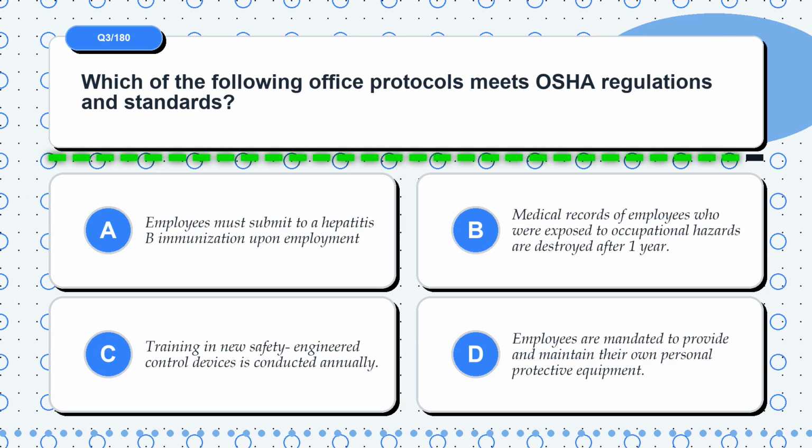Question 3. Which of the following office protocols meets OSHA regulations and standards? Here are the options. Option A, employees must submit to a hepatitis B immunization upon employment. Option B, medical records of employees who were exposed to occupational hazards are destroyed after 1 year. Option C, training in new safety engineered control devices is conducted annually. Option D, employees are mandated to provide and maintain their own personal protective equipment.